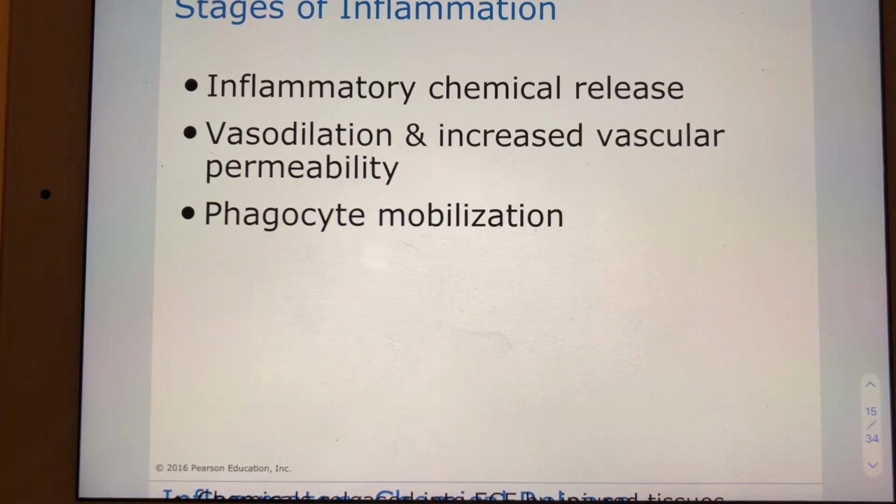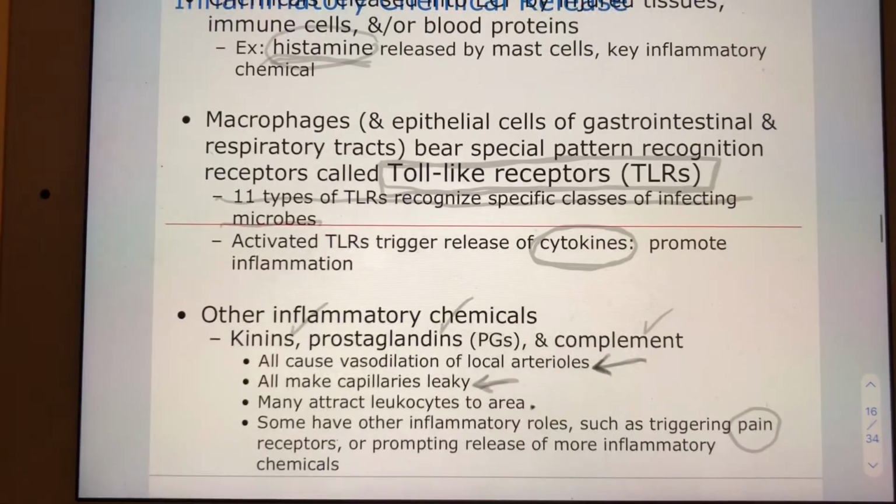This is really just a preview slide, so I'm going to move to the next slide, which is a bit messy. I'm going to walk you through what I was trying to do here. So first step is the release of inflammatory chemicals. And these are chemicals that are typically released by injured tissues. However, be aware that they can also be released by a variety of immune cells, cells that serve the immune system, and some of the proteins found in our blood. One of the most commonly recognized inflammatory chemicals is histamine. And there are other types of inflammatory chemicals, kinins, prostaglandins, and complement proteins. But if you learn one, make sure that it is histamine, okay?